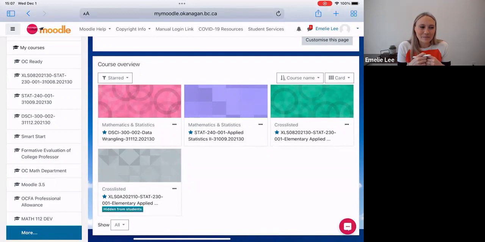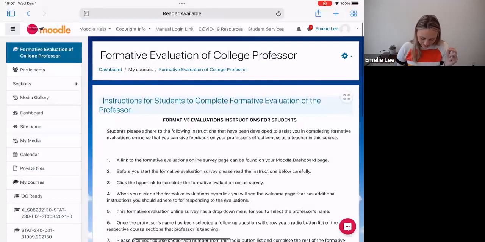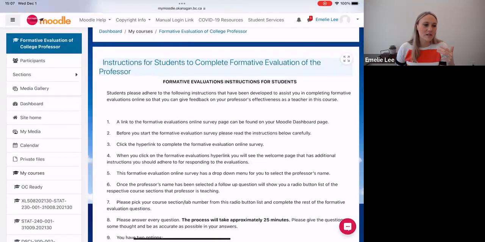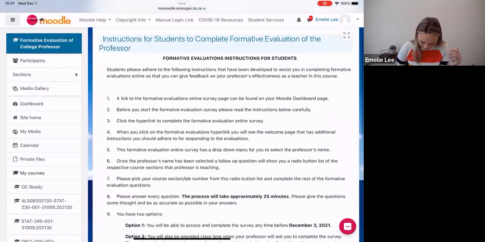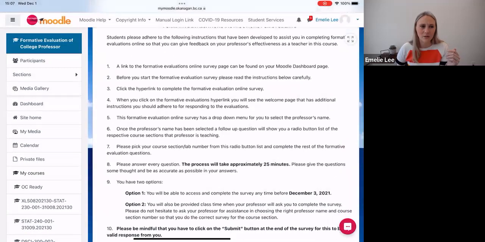It says it's going to take 25 minutes. I don't see how it could possibly take you 25 minutes. But what you do is you go in here and, well, you read the instructions, and then here's where it says it's going to take approximately 25 minutes. Here's the reason I'm panicking, is because they're due on Friday.